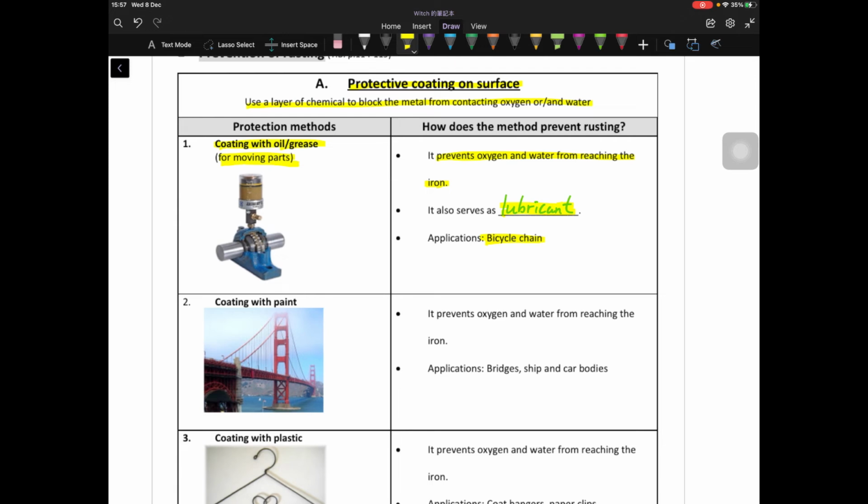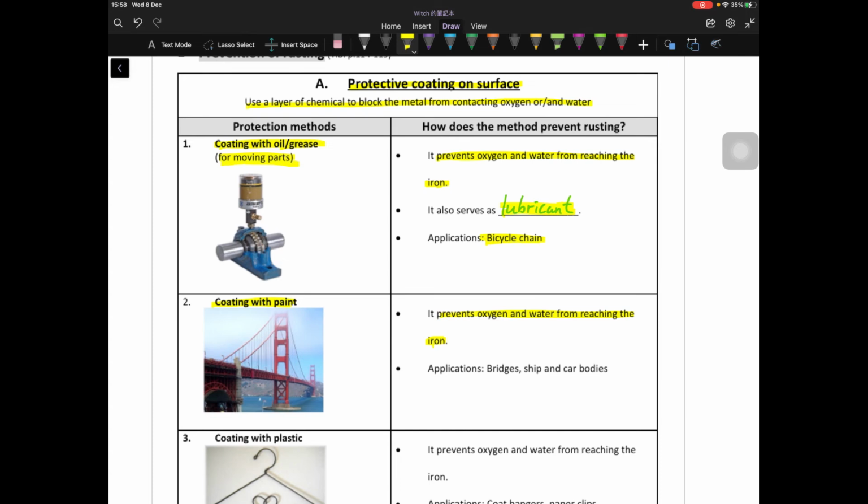But what about those non-moving parts? Oil or grease is good, but it doesn't look nice. For example, the door handle, you don't want to touch it when it is full of oil or grease, right? So how can we protect these non-moving parts? We coat them with paint. Again, it prevents the iron from contact with oxygen and water.